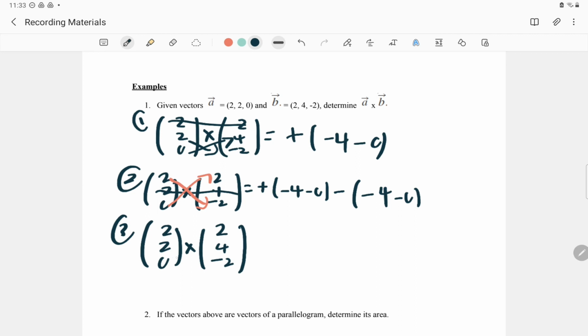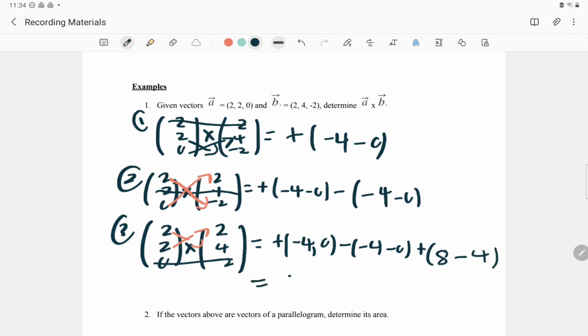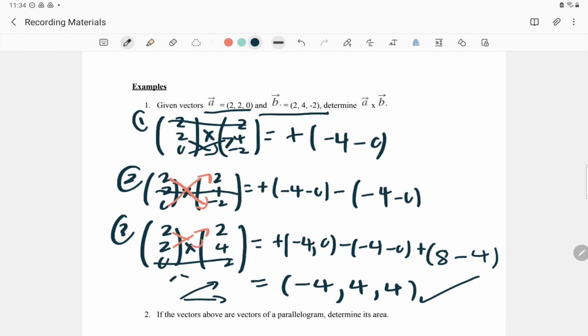But this time, you are overlooking the third step. So you take the multiplication of this minus the multiplication of this. So what you will be getting is 2 times 4, you get 8, and 2 times 2, you get 4. So the final answer would be negative 4, 4, and 4. And this is the vector that is perpendicular to vector A and vector B. This one.